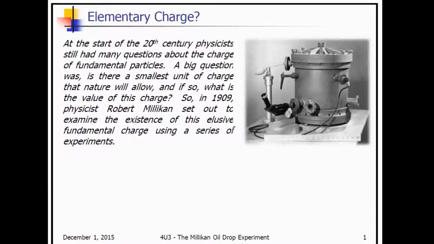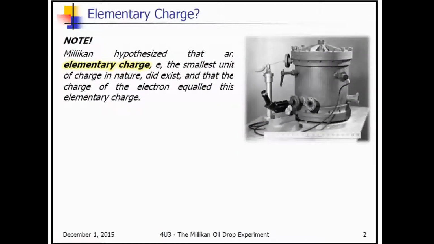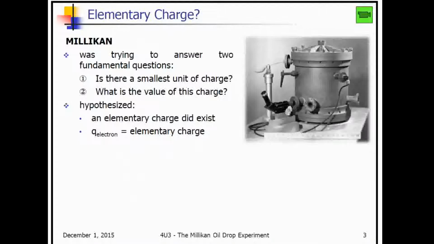And all charges would then be multiples of this singular charge. So it's kind of like turning electric charge into a discrete measurement rather than a continuous measurement. Millikan hypothesized that an elementary charge, e, the smallest unit of charge in nature, did exist, and that the charge of the electron was equal to this elementary charge. So his hypothesis was that there is nothing that has a smaller charge than an electron. And he set out to solve what that smallest possible charge is.